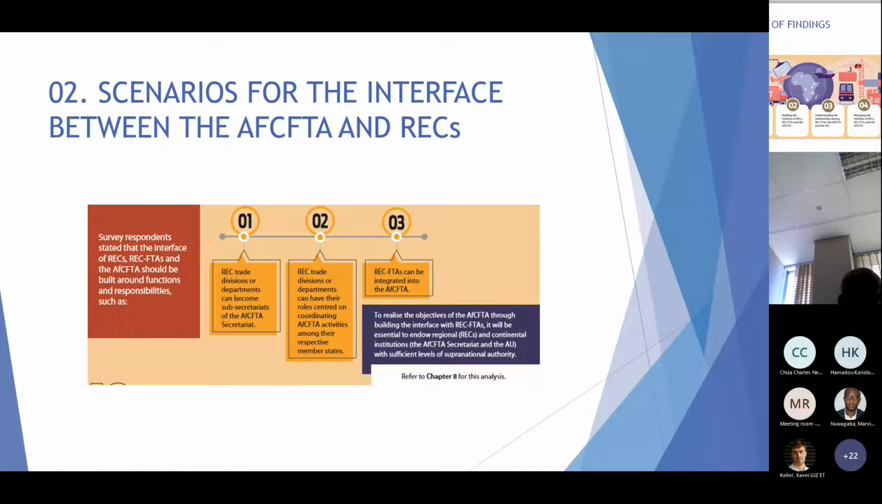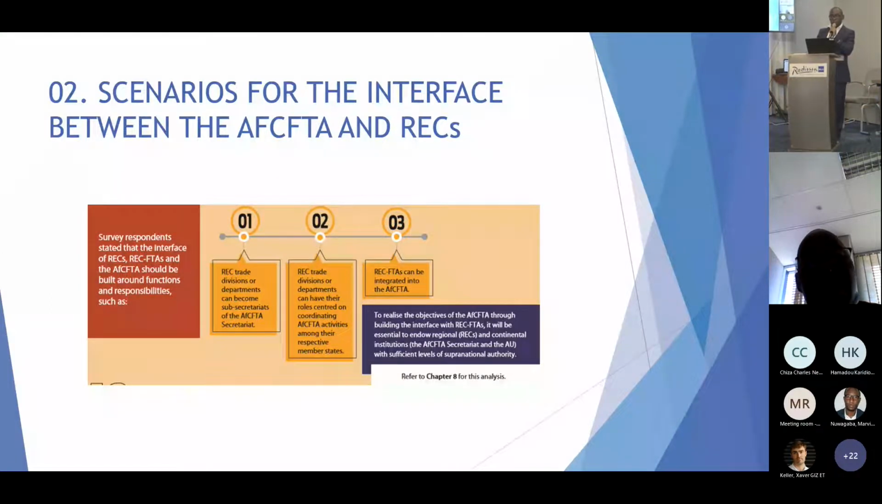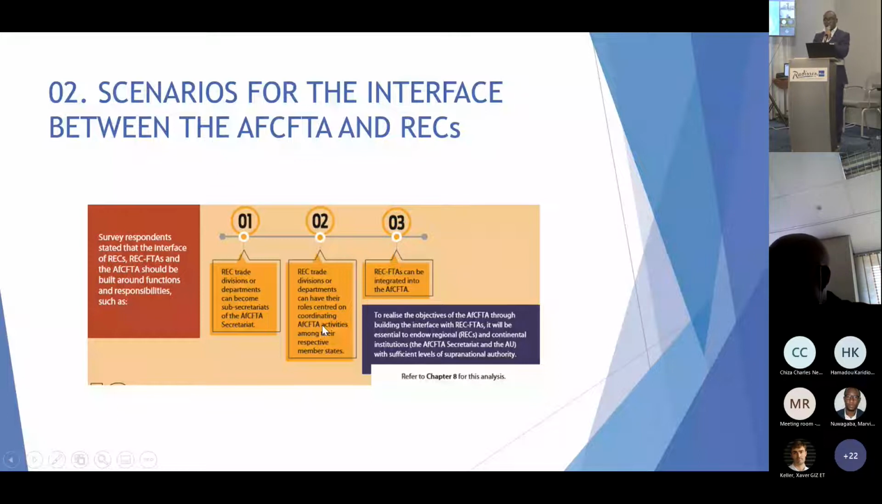Okay, thank you. So I was talking about the three scenarios that we have on hand. The first one is that the REC trade divisions or departments can become subsecretariats of the CFTA secretariat. That is the first scenario. The second one is that the REC trade divisions or departments can have their role centered in coordinating CFTA activities in their respective region. And the third one is that the RECs can be integrated into the CFTA. So those are the three scenarios that we have.